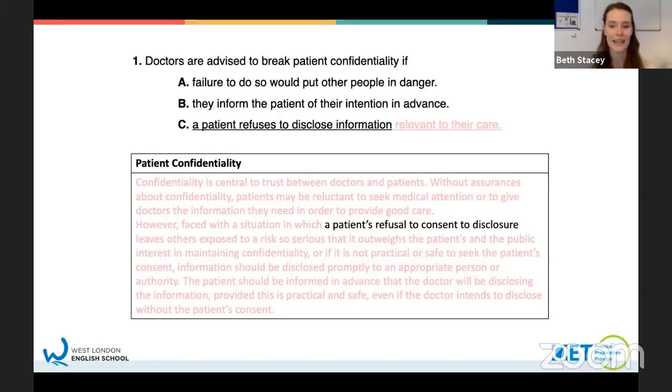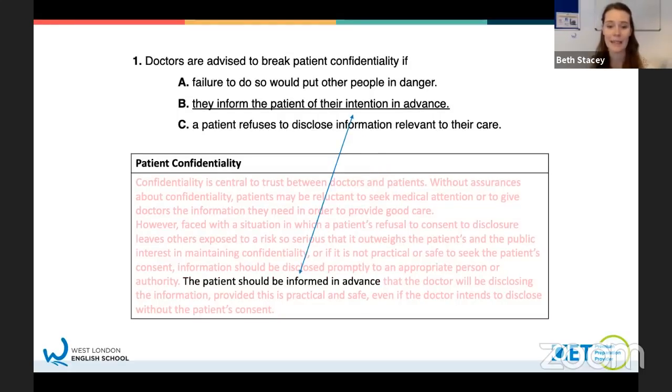If we look at C, now it mentions a patient refuses to disclose information. So you might be thinking, okay, C is the answer. But as we said before, relevant to their care, well, that isn't what they're talking about here. So that can't be our answer.